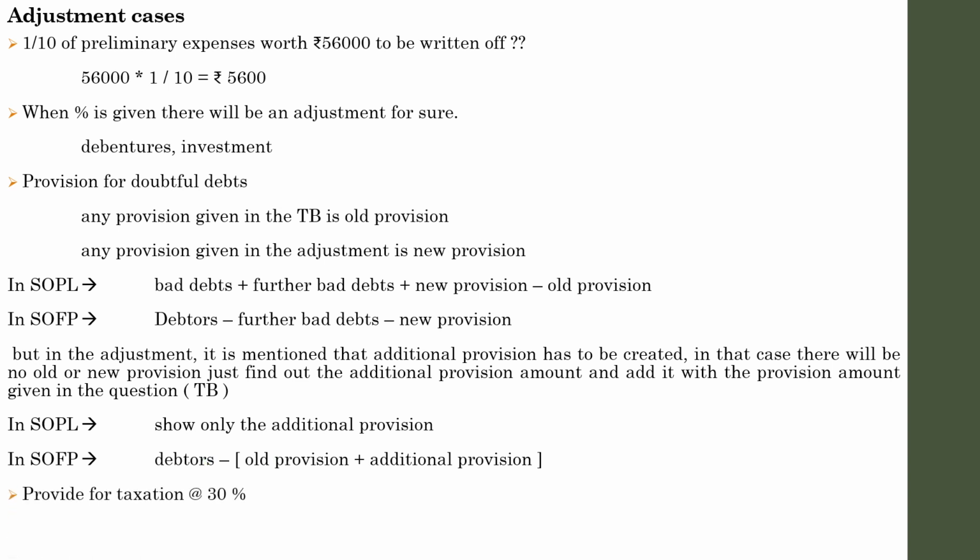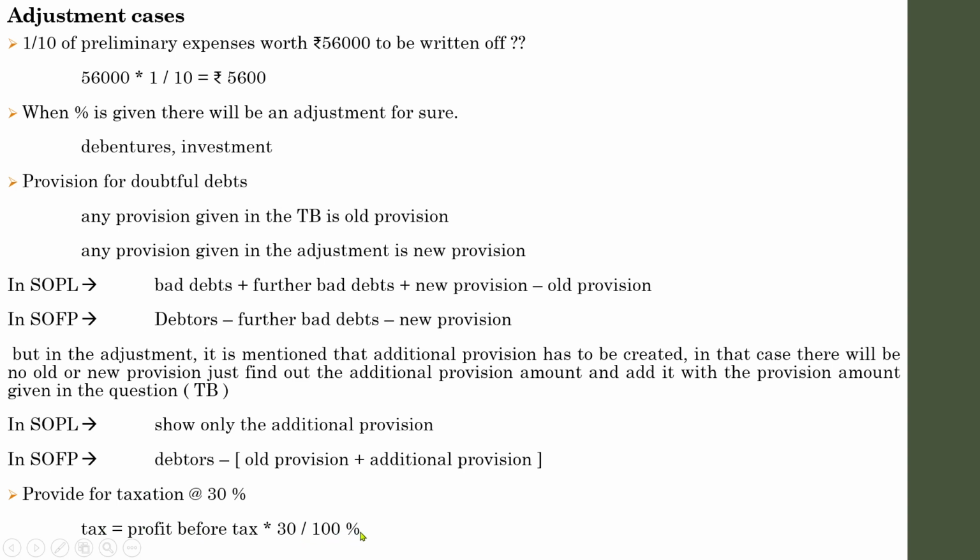Provide for taxation at 30%. Such an adjustment comes before you. How are you going to deal with it? It's very simple. You have to prepare a statement of profit and loss where you will find the profit before tax and take 30% of that particular amount and deduct the tax amount from the profit. Then you will get the profit after tax. See, tax equals profit before tax × 30 / 100.